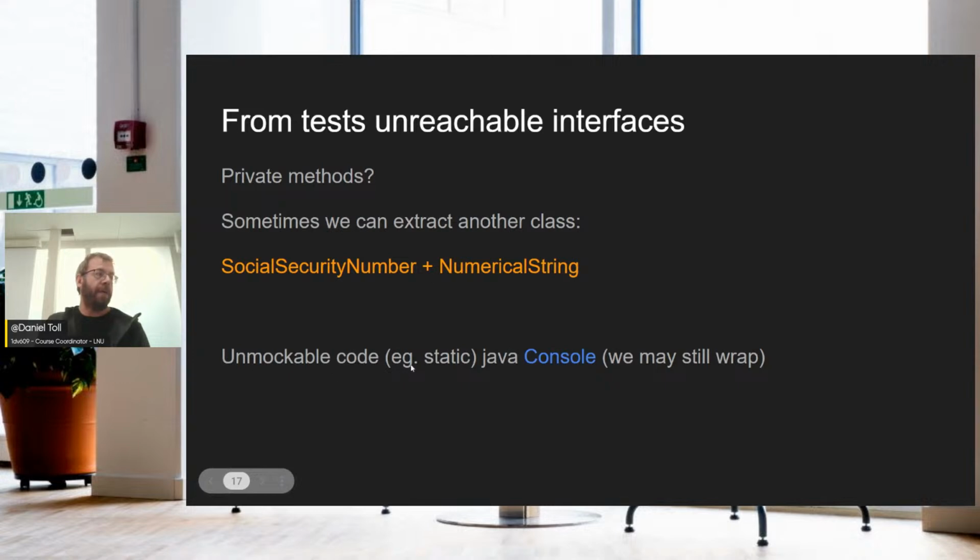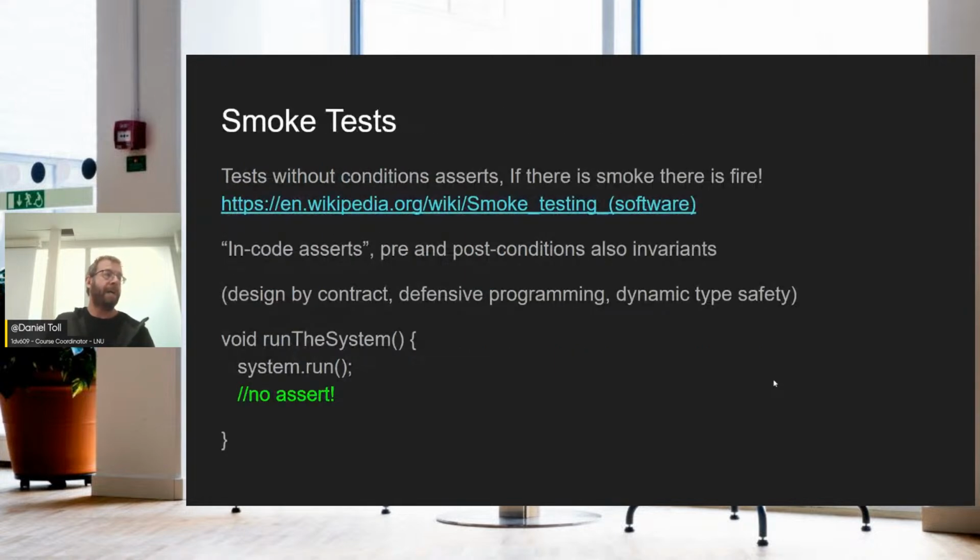I've also found that in this case, Java's console was unmockable, so we could not mock the console itself. We needed to find other solutions. But in those cases, we can wrap the classes, or we can create an adapter around the classes, and we can test our code using that instead.